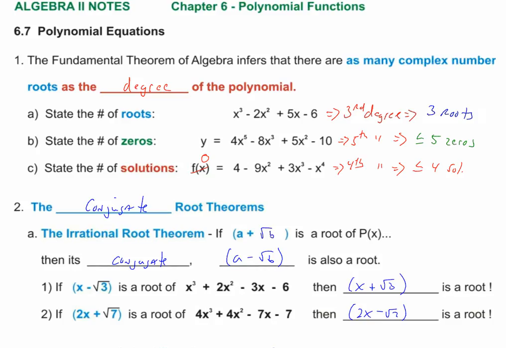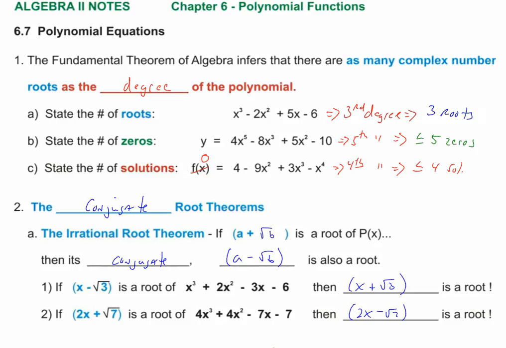Okay, so we started off yesterday with the concept of the fundamental theorem of algebra, right? And this is something you should always have in the back of your mind, in the fact that it says that there are as many complex number roots as the degree of the polynomial. So if you read the degree of the polynomial, you'll figure out the total possible number of roots. But not only does it correspond to the roots, it corresponds to zeros. There are up to that many zeros as the degree. And as well, there are up to that many real and complex number solutions up to that degree.